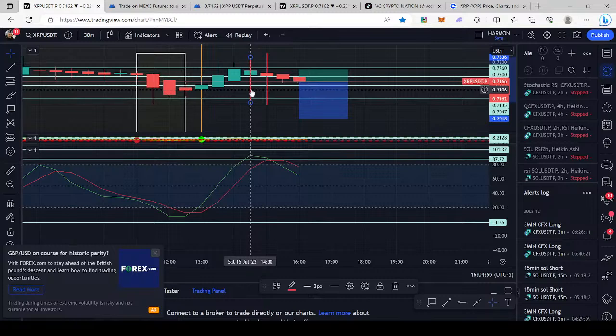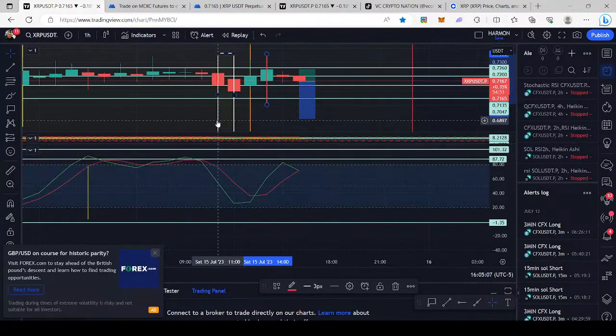So we'll get rid of this. That's our entry point right there. All right, so we'd have been entering off this 15-minute heading down, 30-minute crossing right there, heading down. There you go. Now take a look at the 1 hour.